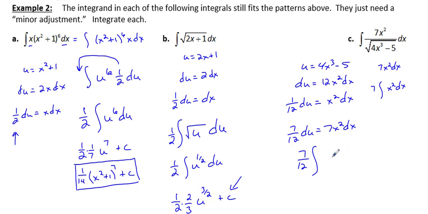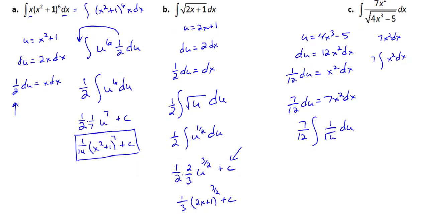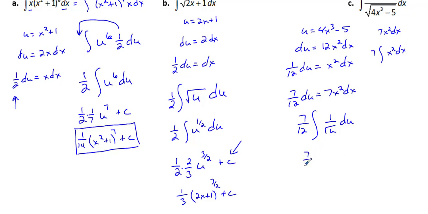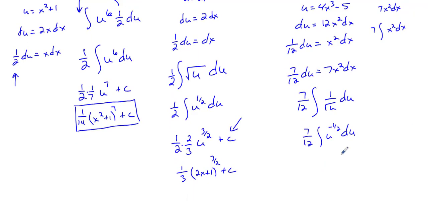And I'm going to write this one way first. I'm going to write 1 over square root u du. Again, trying not to skip too many steps. Now I'm going to rewrite, before I take the antiderivative, u to the negative 1/2 du. And I know a lot of us can go straight from this to this, but some of us need this intermediate step to see things clearly and not waste time.